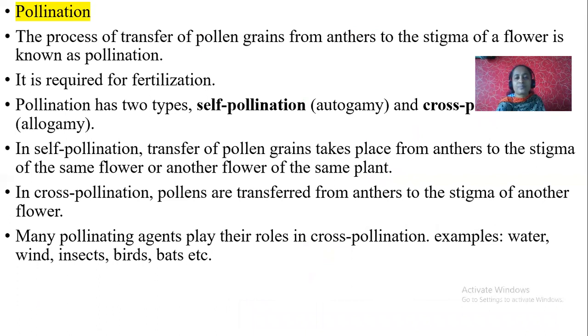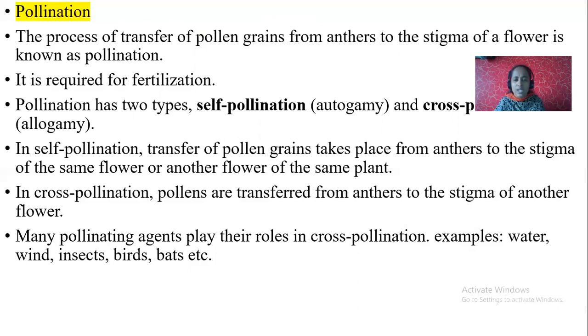Next, pollination. What is meant by pollination? I told you already. Insects as well as wind, even water are the agents which carry pollen grains towards the stigma. Right? So then what is meant by pollination? The process of transfer of pollen grain from the anthers to the stigma of a flower. The process of transfer of pollen grain from where? From the anthers towards the stigma is called pollination. Why is it required? It is required for fertilization. When male and female gametes fuse, only then fertilization takes place. So pollination is required for fertilization.